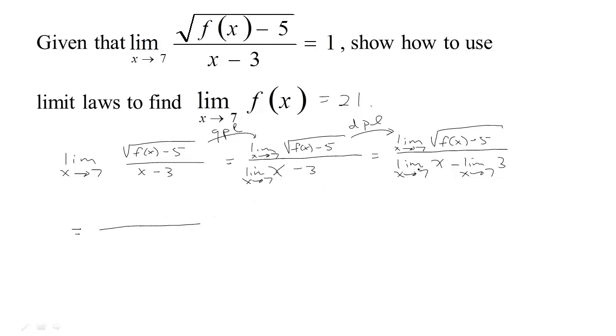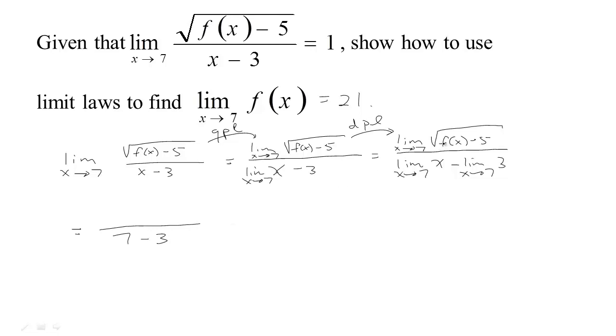Now these limits down below are easy. Obviously, if the input and the output are the same, if the input gets close to 7 and the output is the input, then the output is going to get close to 7. So that's going to get close to 7. Of course, this constant 3 doesn't care what x is. If x gets close to 7, the output is still going to be 3. So that limit has to be 3.